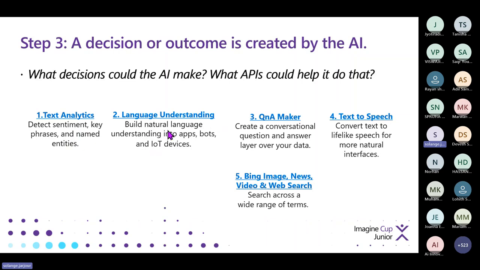Language understanding, as I mentioned, it is translated to me, so I need to understand the information. Q&A, for example, to have, like you mentioned, a survey for them or questions just to refresh their memories. Text to speech, because here, yes, I have the answer, but I need to communicate back with them, so it will be text to speech. And Bing images, videos, as you mentioned, for example, if we want to do some kind of search.